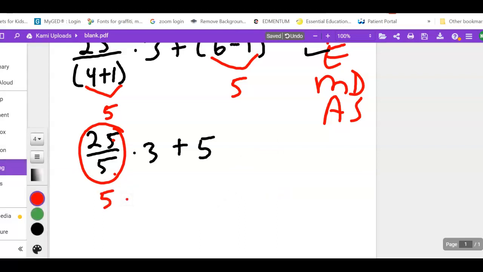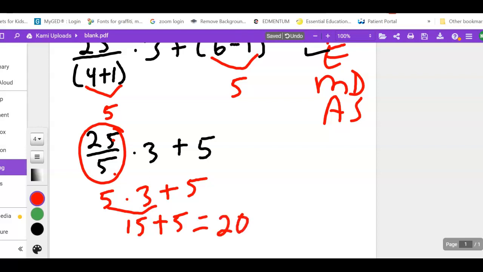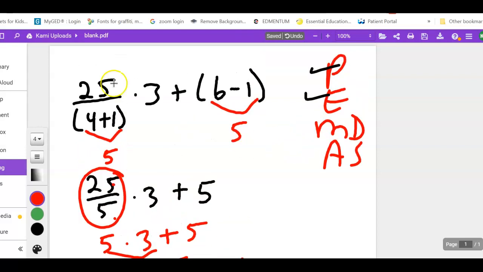If I bring down the rest, I now have this. Now you can do that multiplication problem. 5 times 3, 15, right? Bring down the rest, I have 15 plus 5. That will give me 20. Not too bad so far, right?